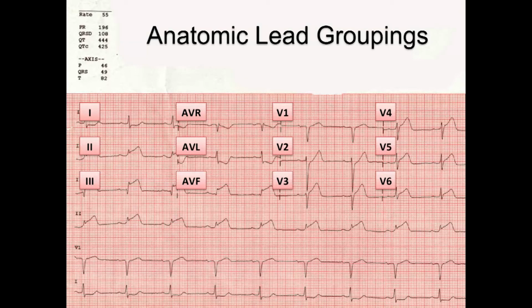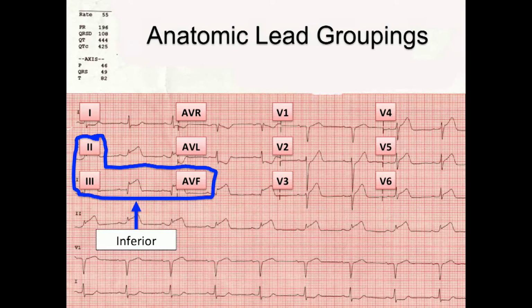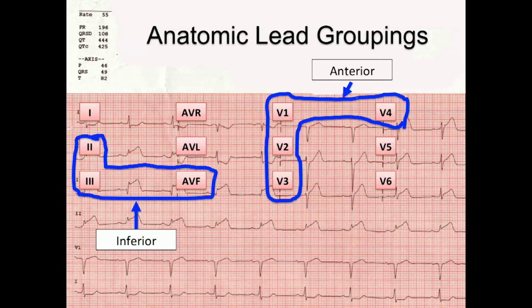The anatomic lead groupings are the inferior leads, which look at the inferior part of the heart, okay? And a lot of the inferior part of the heart can be the part of the right ventricle as well. And that's lead 2, 3, and AVF. The anterior lead group, which is going to look at a lot of the left ventricle of the heart, and that's V1, V2, V3, and 4.